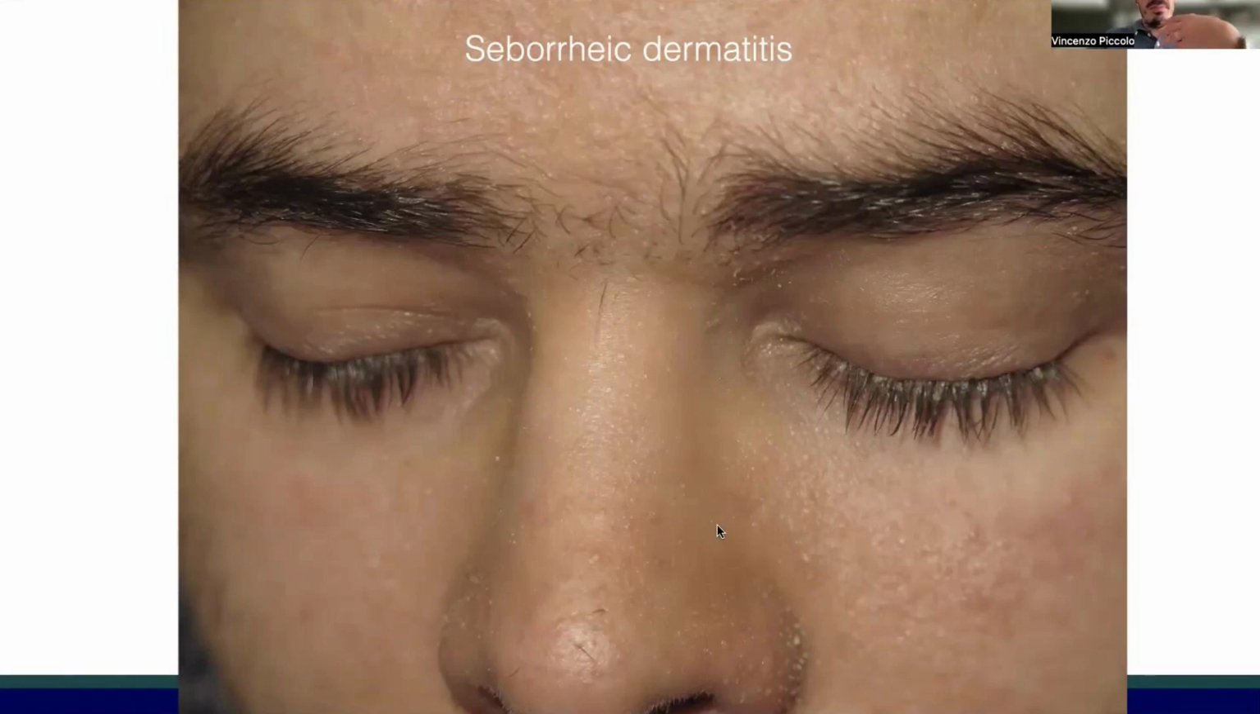This condition tends to be recurrent over time and recurs with weather changes or lifestyle changes or once again psychological distress and so on. So patients should be educated about how to treat this condition. Usually topical and sometimes oral antifungal agents are given to treat it.